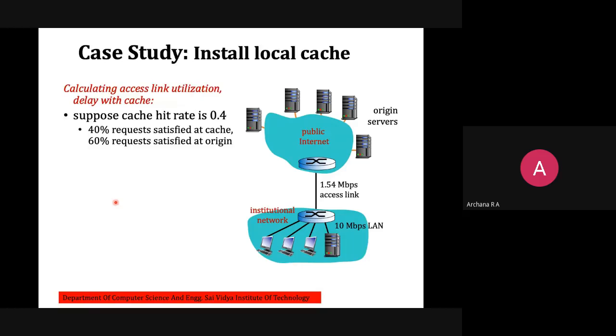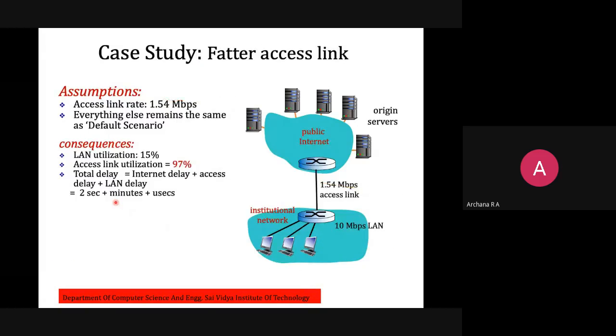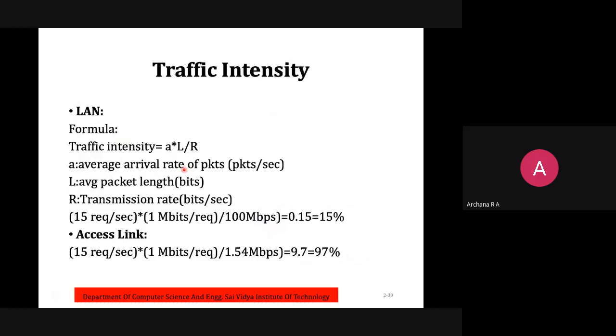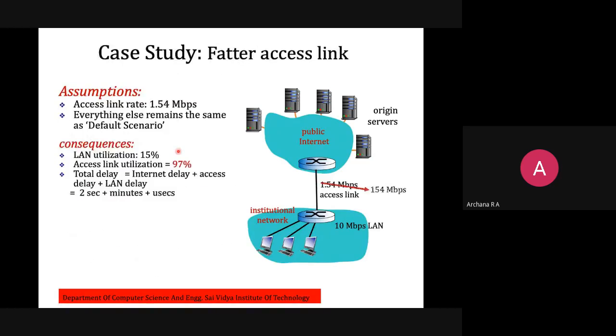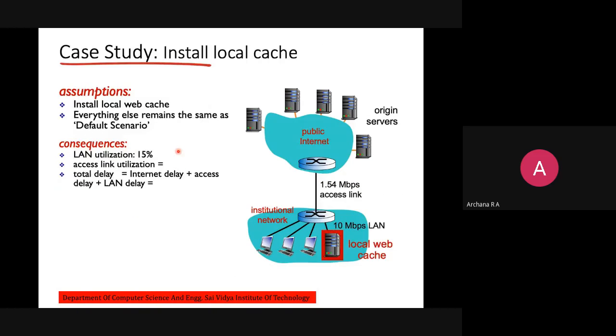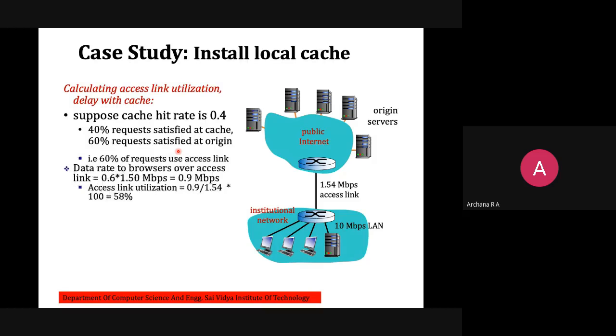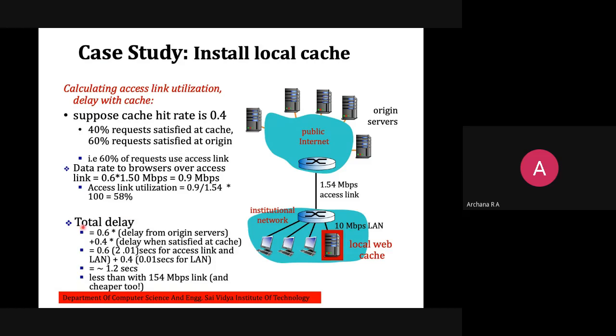Before, how much was it? It was about 97%. So here you can see in the default scenario, it was about 97%. Later it was reduced, but now it has been reduced to 58%.